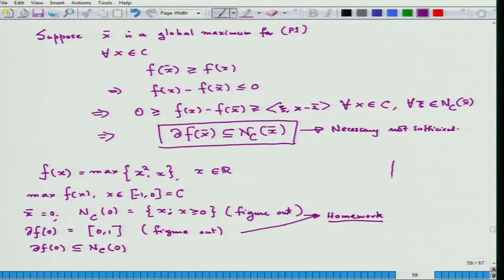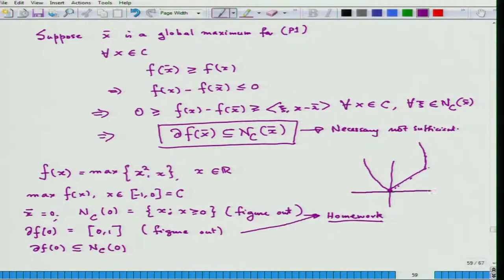but if you look at the graph of this function, this is my y equal to x, and here between the positive part and then it goes till 1 and goes up as x squared. So, the graph of the function is not really like this. The graph of the function looks like this here and then it goes up again. So, here if you look at this point, x equal to 0 is a global minimizer.